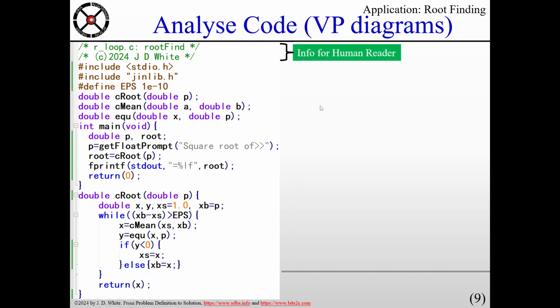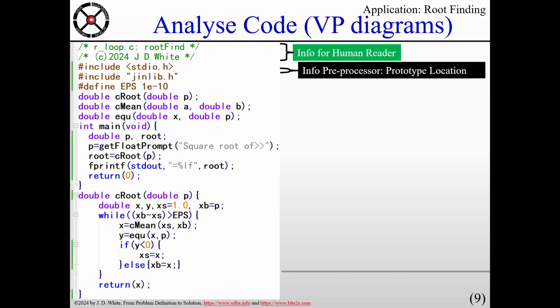All right. Let's analyze the code. First two lines, information for the user, right? Just for you, so you know what the program's doing. Okay. Next two lines are the preprocessor locations. Okay, the prototypes. stdio.h with the angle brackets is a library function. The other one, with the quotes, is a function that is not standard. Okay.